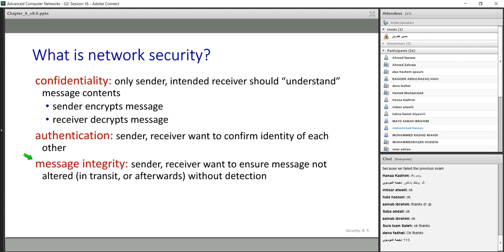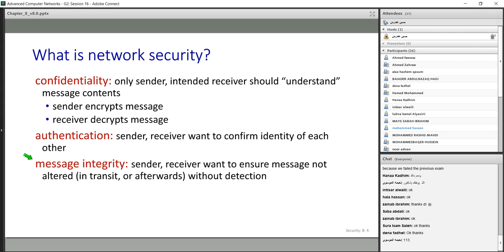Is it your message? Did you send this message? This is the role of message integrity. I should understand that I'm sending the correct message.